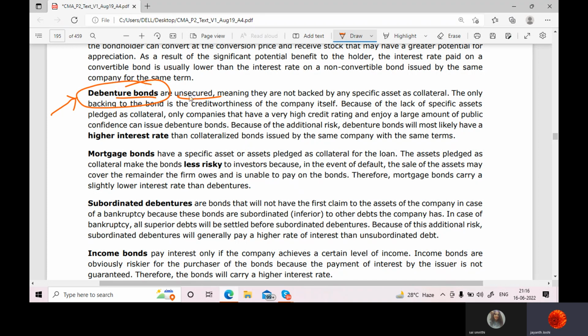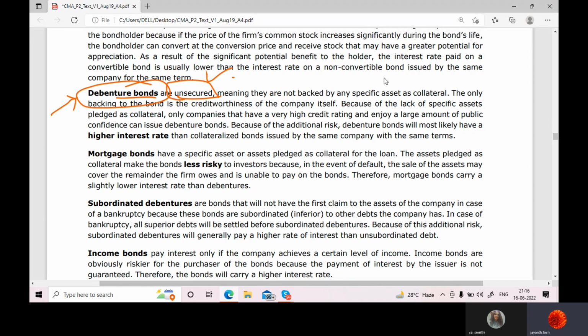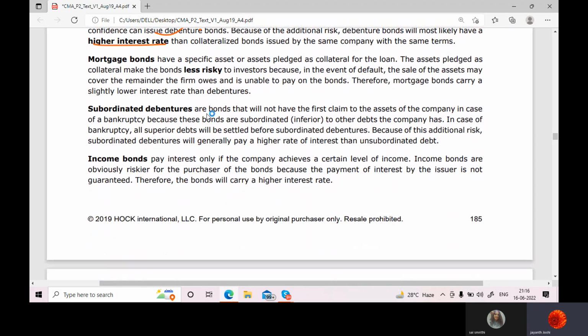Since the risk is high because there is no security for this bond, that means these are not asset backed bonds. No asset is kept as collateral for this. Since the risk is high, the interest rate would be high. Okay, the investors can enjoy high interest rates.